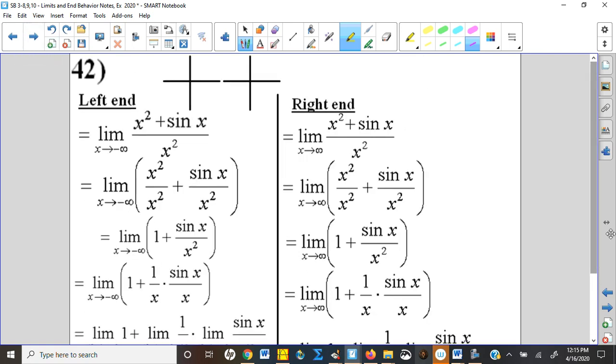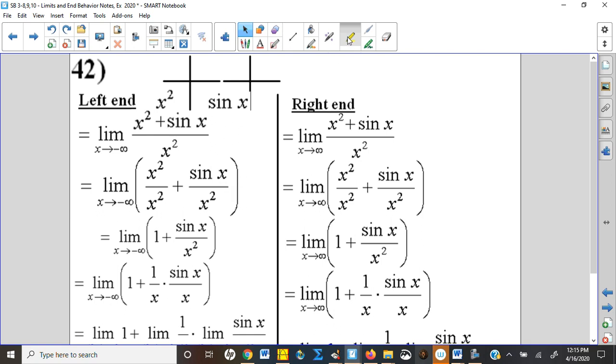And then, of course, you can look at 42 in your course pack. X squared is always more powerful than sine of x. Here's your x squared. Here's your sine of x. X squared is a parabola that we know has decent growth in both directions. Sine of x has no growth. Sine of x is actually as weak as a constant value.